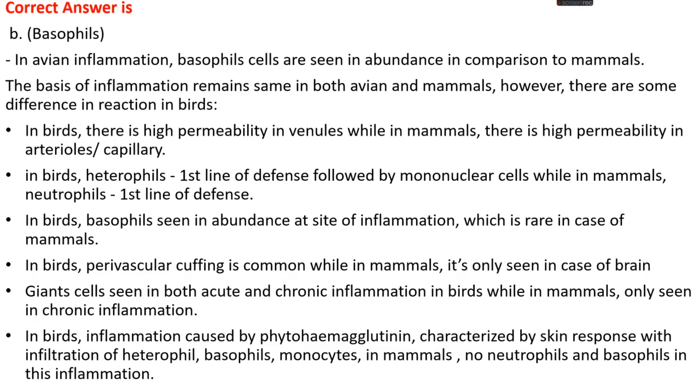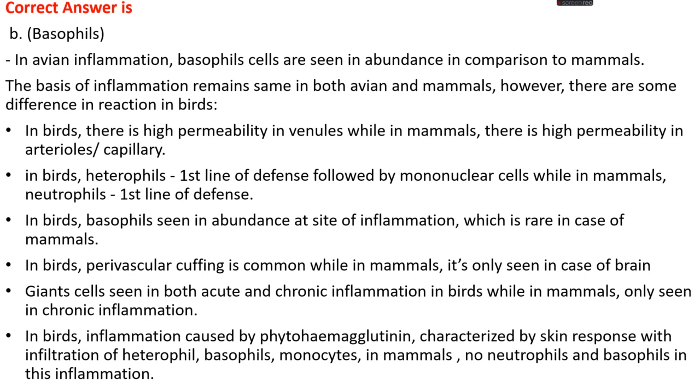However, there are some differences in reactions in birds. In birds, there is a high permeability in veins, while in mammals, there is a high permeability in arterioles and capillaries. In birds, during inflammation, heterophil is the first line of defense, followed by mononuclear cells, while in mammals, neutrophil is the first line of defense. In birds, basophils are seen in abundance at the site of inflammation, which is very rare in mammals. In birds, perivascular cuffing is common, while in mammals, perivascular cuffing is only seen in the brain.